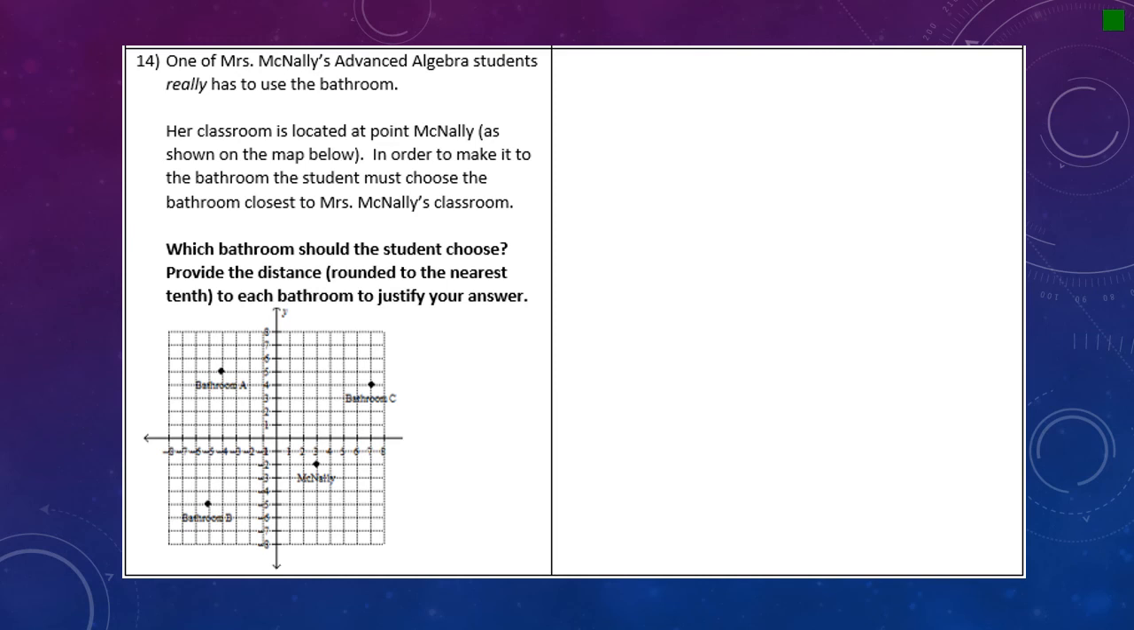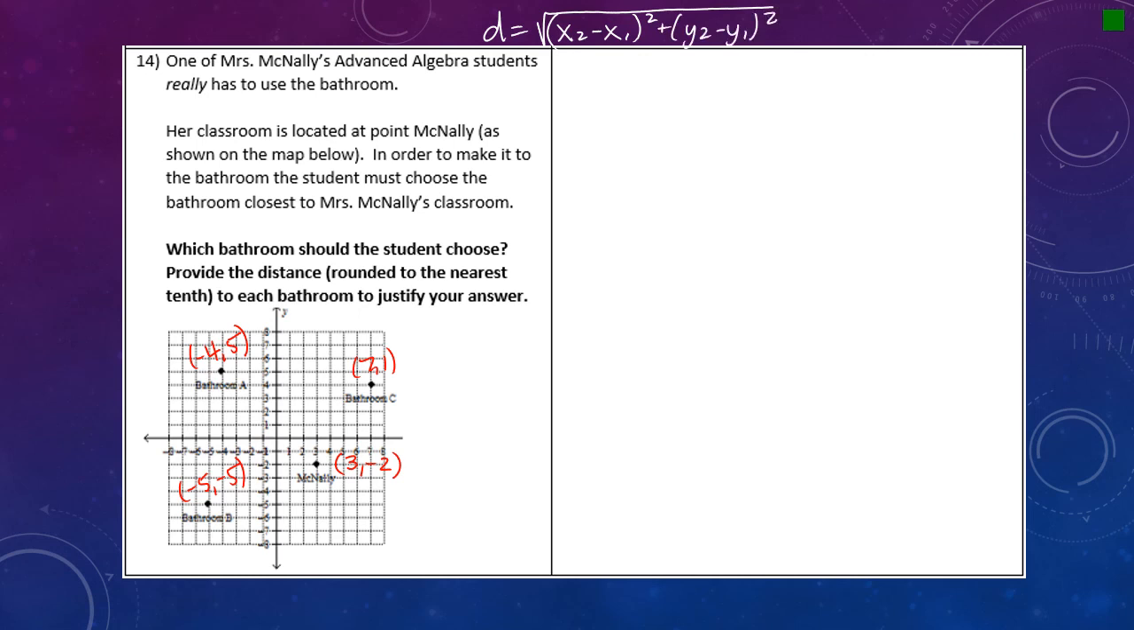The first thing that I want to do before I do any distance formula is I want to identify my 3 ordered pairs. So McNally is at 3, -2. Bathroom A looks like -4, 5. Bathroom B is at -5, -5. And bathroom C is at 7, 1. So now I have to do all these distances. And I'm going to write the distance formula at the top here. So x2 minus x1 squared plus y2 minus y1 squared.